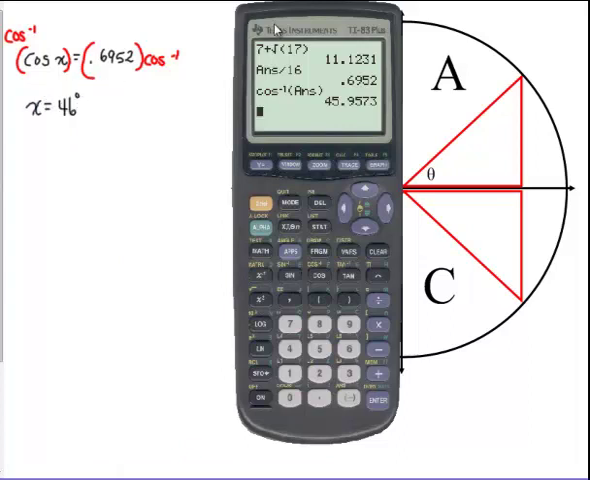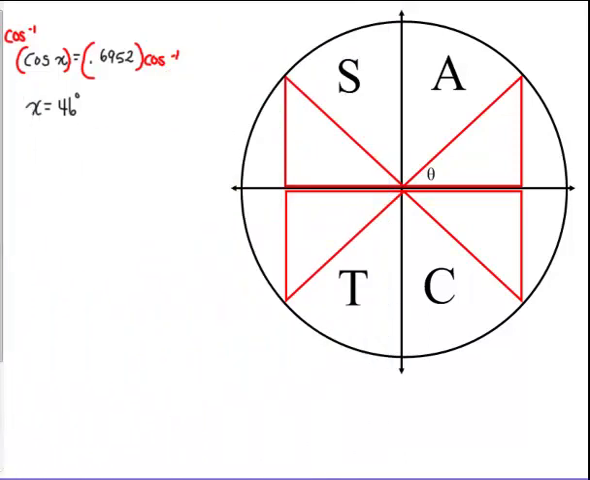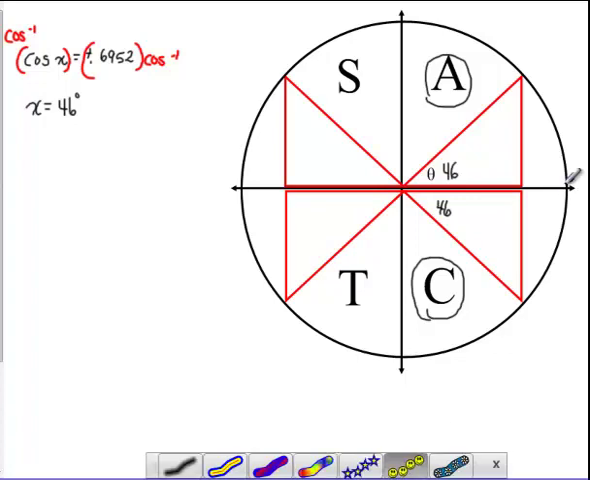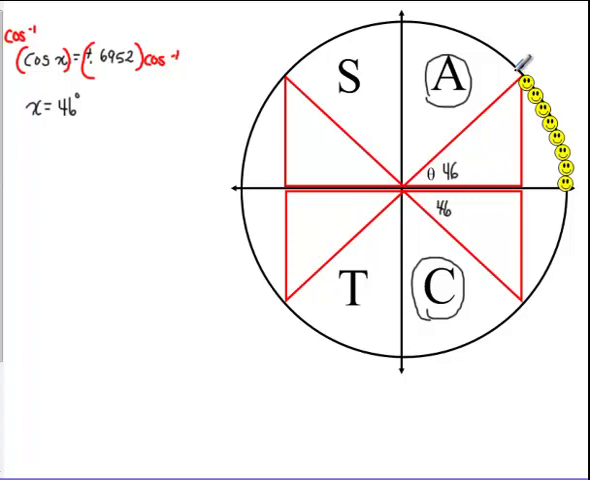But wait a second. We've got to come back here. And we realize that this cosine was positive. And we will look in our unit circle here. Our cosine is positive here and here. So I'm going to take that 46 and stick it into both triangles, and then I'm going to figure out how big all my angles are. Alright, well, we got the first one, 46. Let's keep going and get our second angle.